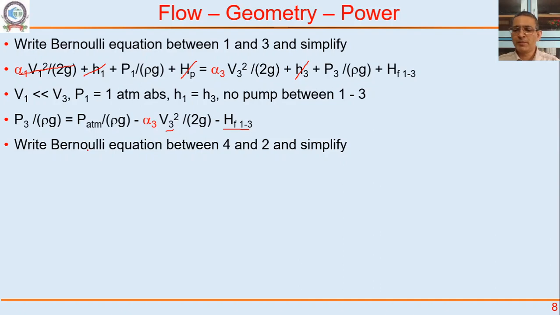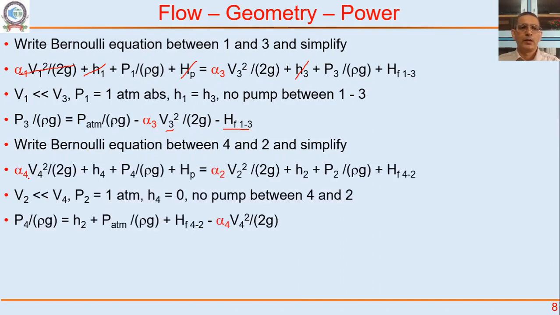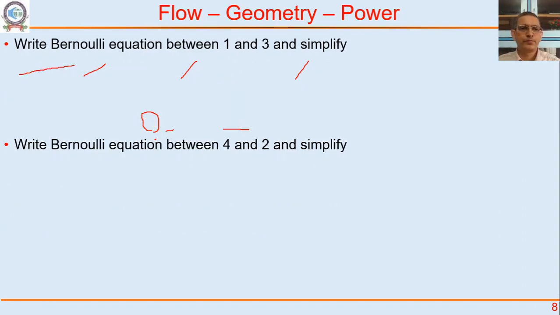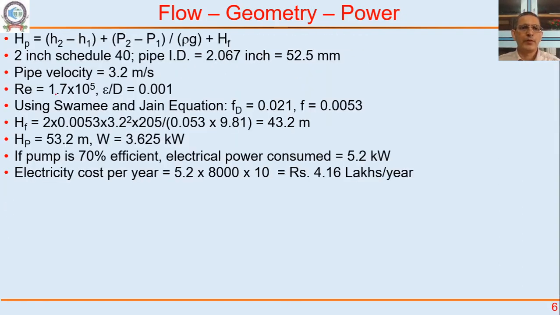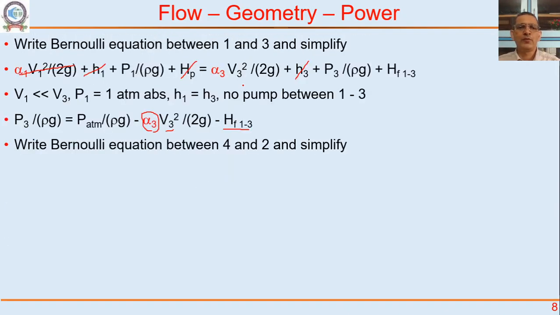Similarly, if you write Bernoulli equation between 4 and 2, just a little bit about alpha 3. Flow is turbulent. Reynolds number is very large, 1.7 into 10 raised to 5. Flow is turbulent, which means alpha is 1.06. I can even neglect that 1.06; I will make only an error of 6%. And anyway, the kinetic head is not very large as compared to the friction.